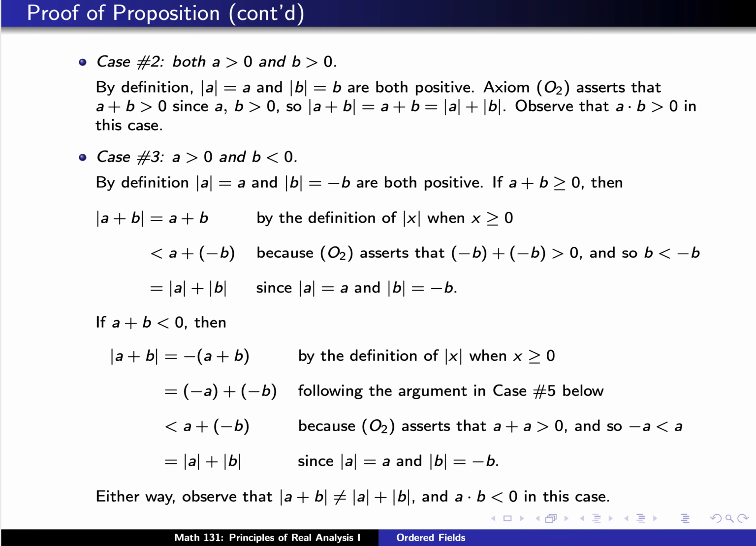Case number 3 asks when a is positive yet b is negative. In this case, we have to be a little bit careful. We actually have to look at 2 cases. What if the sum a plus b is positive, and what if the sum a plus b is negative? In either case, we would find that the absolute value of a plus b is strictly less than the absolute value of a plus the absolute value of b. We'll let you read through the screen here to see exactly what's the argument to get these cases to work out.